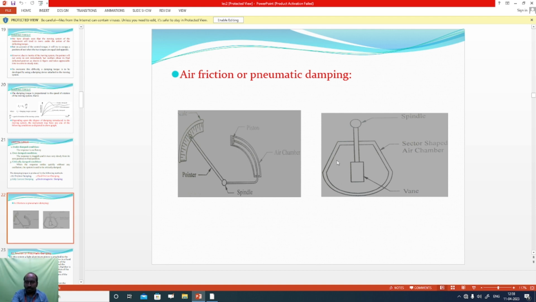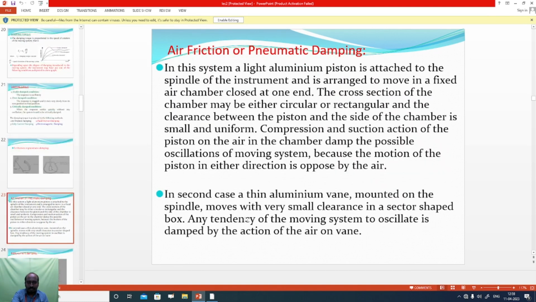In the other one, there is a sector shaped air chamber. Here we can see the spindle is connected to a rectangular vane, which moves inside the sector shaped air chamber. It is a thin aluminium vane which moves with some small clearance in the chamber box. Any tendency of the moving system to oscillate is damped by the action of the air. Due to the pneumatic action of the air, any further movement is stopped or damped.